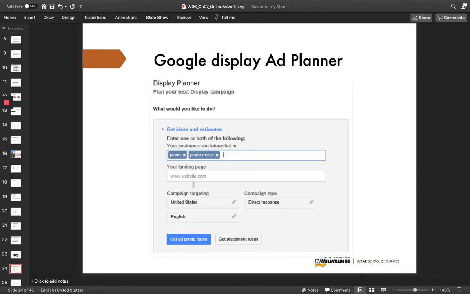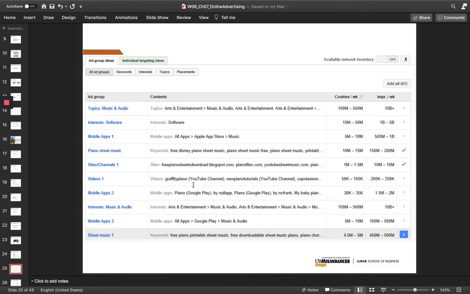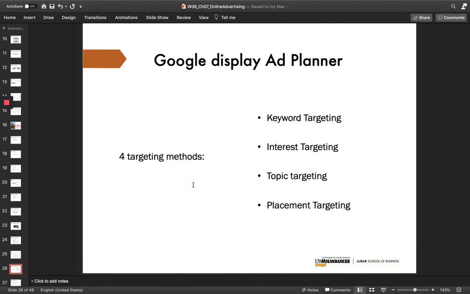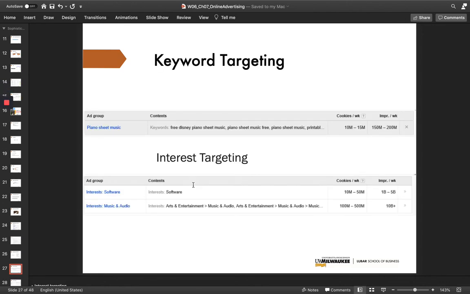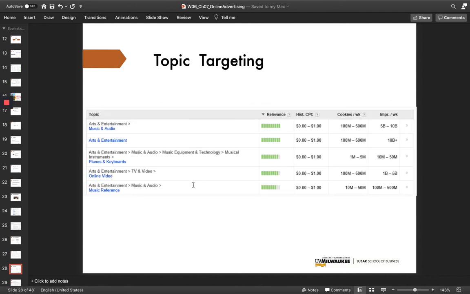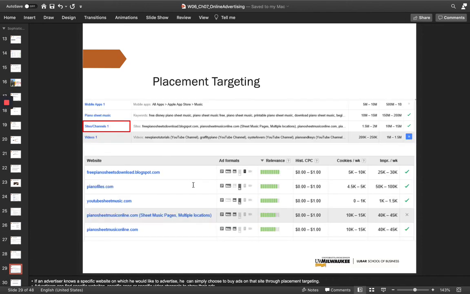And here are some examples or screenshots from the Google Display Ad Planner. The 4 targeting methods, keyword, interest, topic, placement, you can find from the Google Display Ad Planner. Okay, there are some other screenshots.